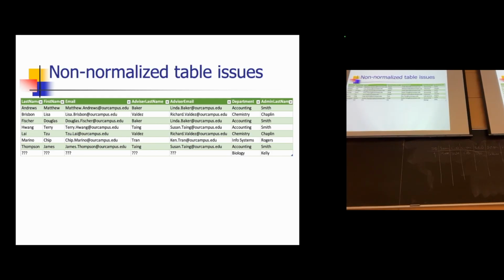Exactly. If a student changed the advisor, for example, let's say Andrew changed his advisor. Andrew's advisor is Baker right now, right? So if he changed advisor to Valdez, what happens? What other fields do we have to update? Not only advisor last name, but also email, advisor email, even the department, right? Because the previous advisor's department was accounting, whereas the new advisor is chemistry. And the last name as well. Exactly. So there are different fields that we have to update.